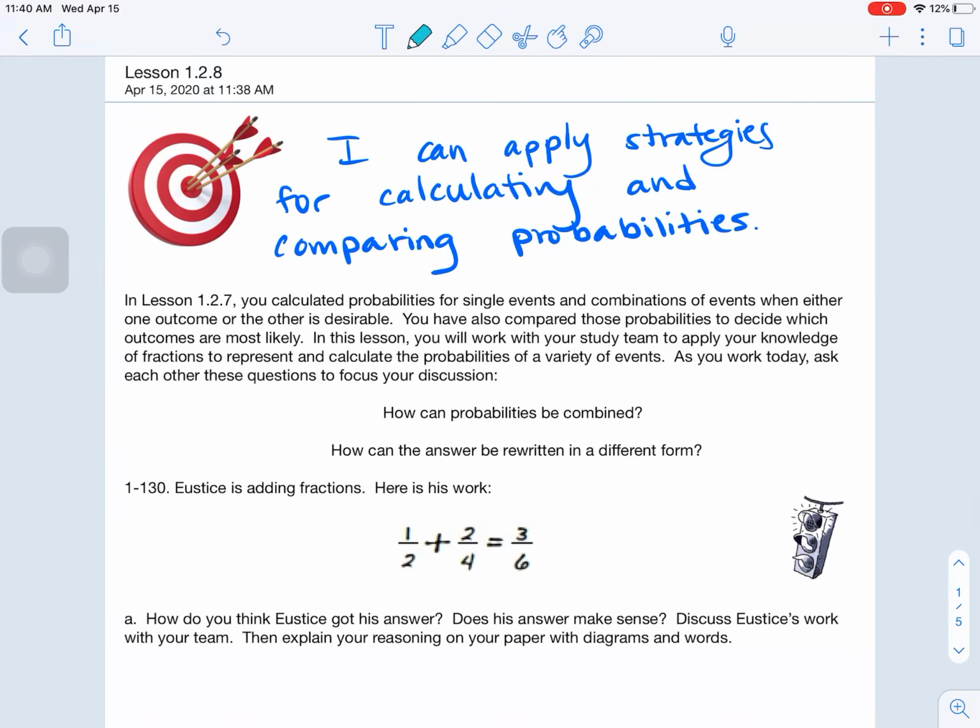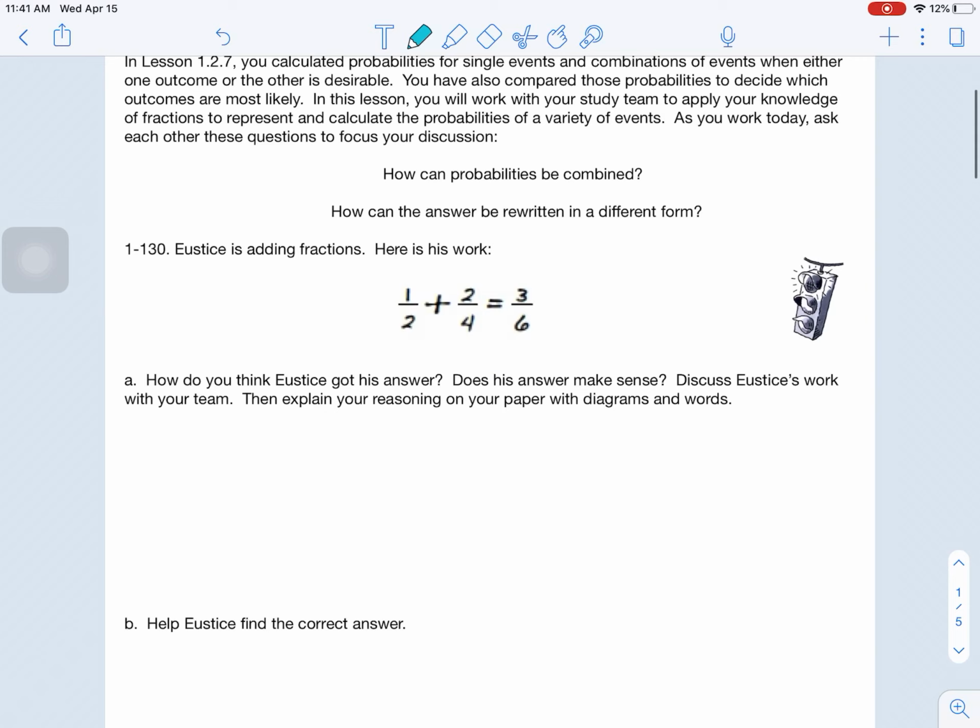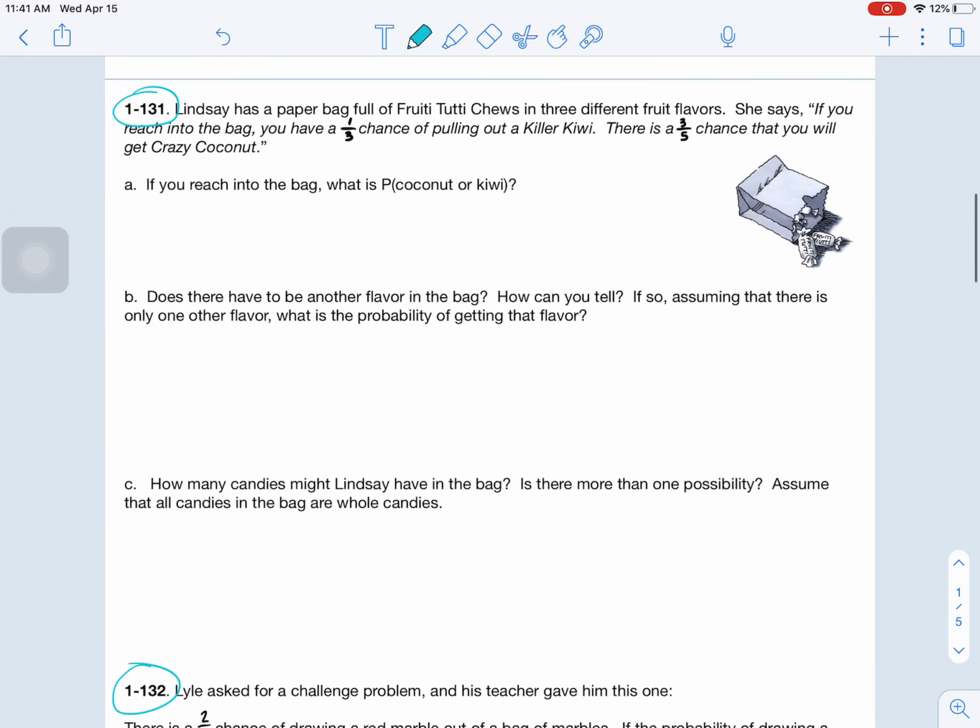Hey everybody! Today we are going to be working on lesson 128 and we're going to focus on core problems 131, 132, and 133. So this will definitely be a faster one than yesterday. We are still focusing on probability, but today we're going to focus on applying strategies for calculating and comparing probabilities. So we're going to jump down to problem 131.